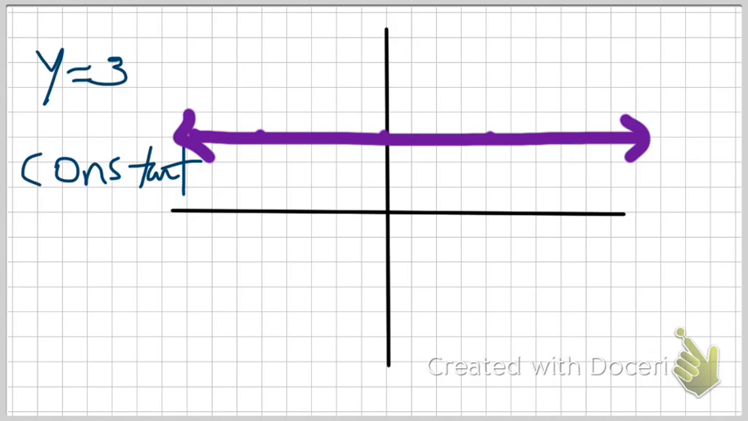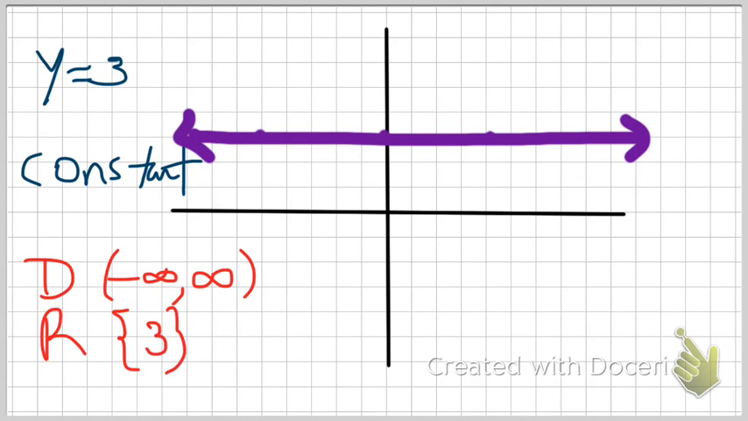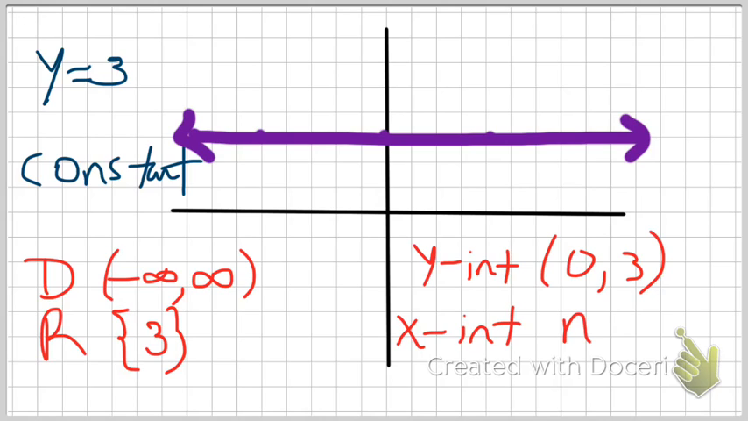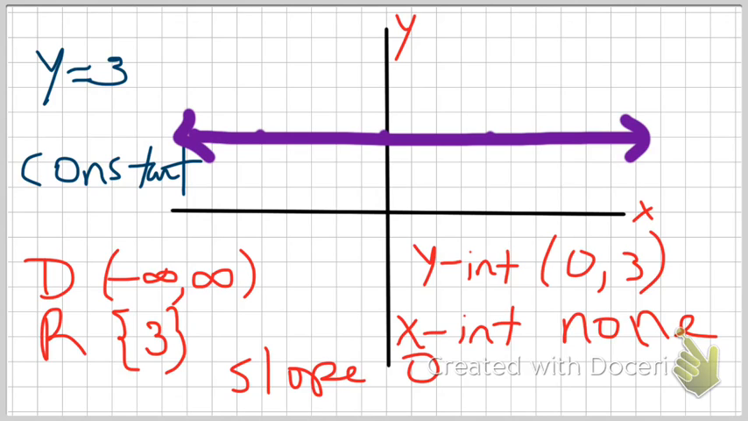Okay, let's talk about the properties. Notice that the domain is -infinity to infinity, that the range is simply 3. That's all. Notice that your y-intercept is at (0, 3). And as for the x-intercept, there is none. That graph does not ever touch the x-axis. Furthermore, the slope is 0. That's all I can say about that.